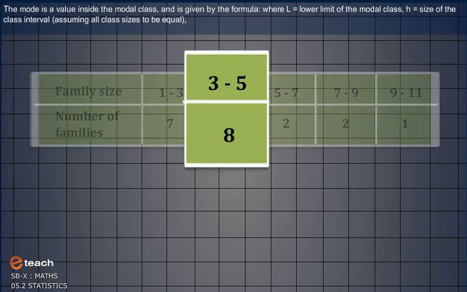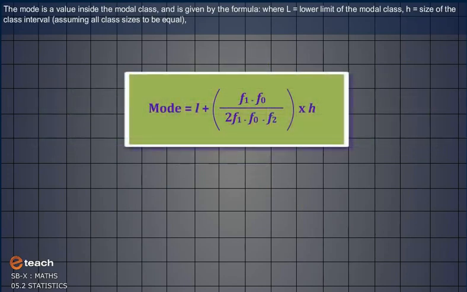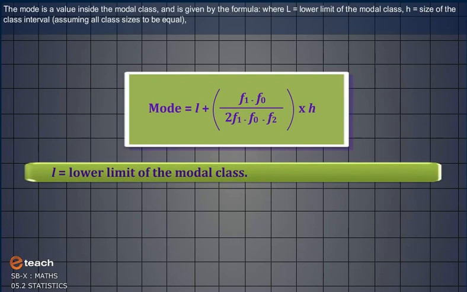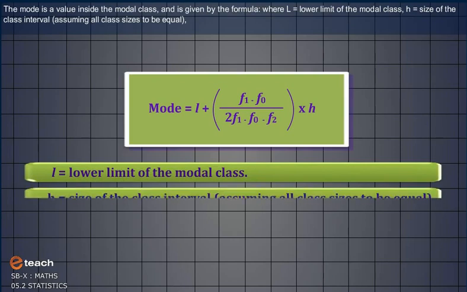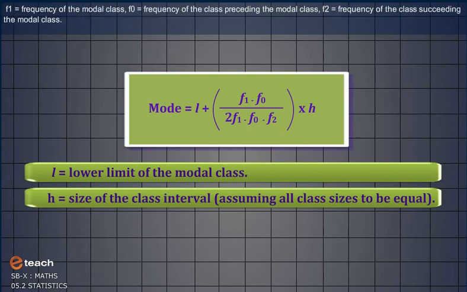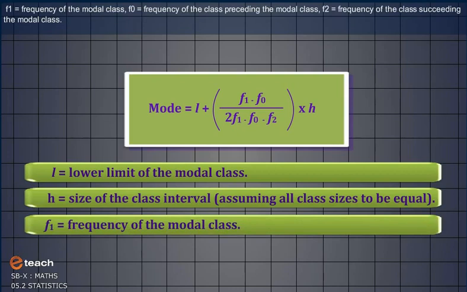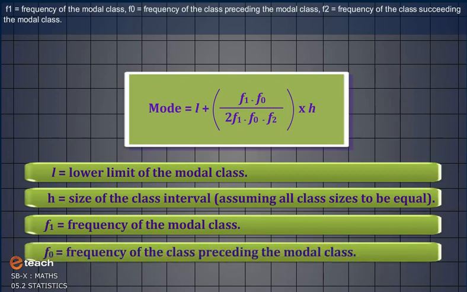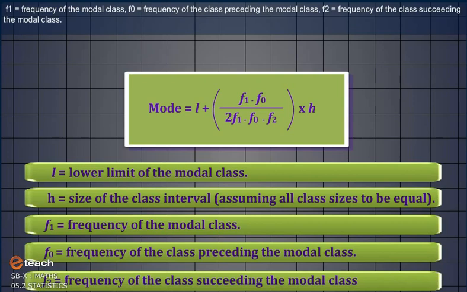The mode is a value inside the modal class and is given by the formula, where L equals the lower limit of the modal class, h equals the size of the class interval, assuming all class sizes to be equal, f1 is equal to the frequency of the modal class, f0 is equal to the frequency of the class preceding the modal class, f2 is equal to the frequency of the class succeeding the modal class.